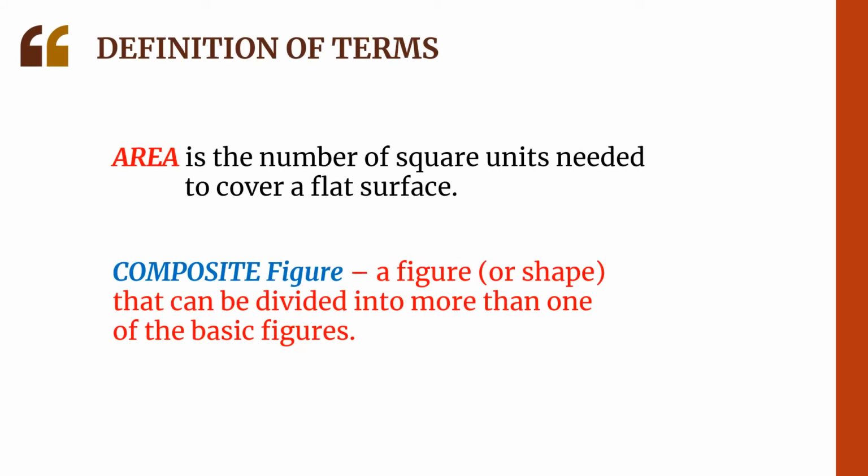At first, let us have the definition of terms. Nabanggit kanina ang area. What do you mean by area? When we say area, it is the number of square units needed to cover a flat surface. And aside from this term area, meron din tayong tinatawag na composite figure. What do you mean by composite figure? It is a figure or shape that can be divided into more than one of the basic figures.